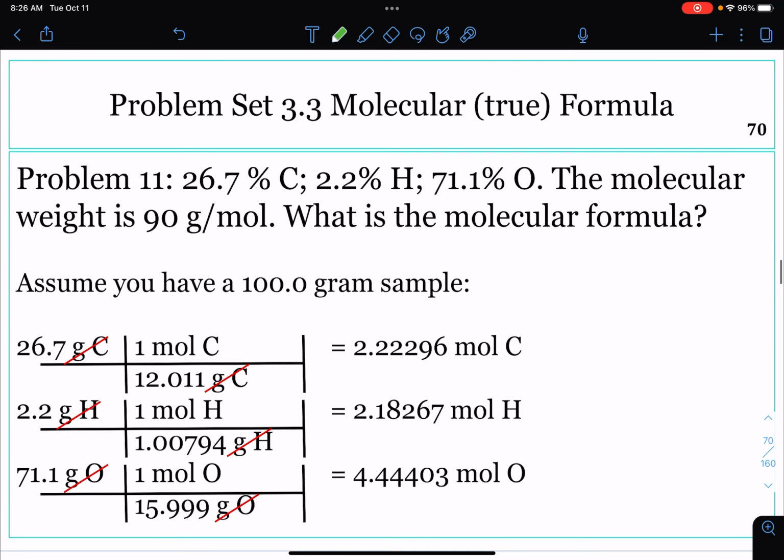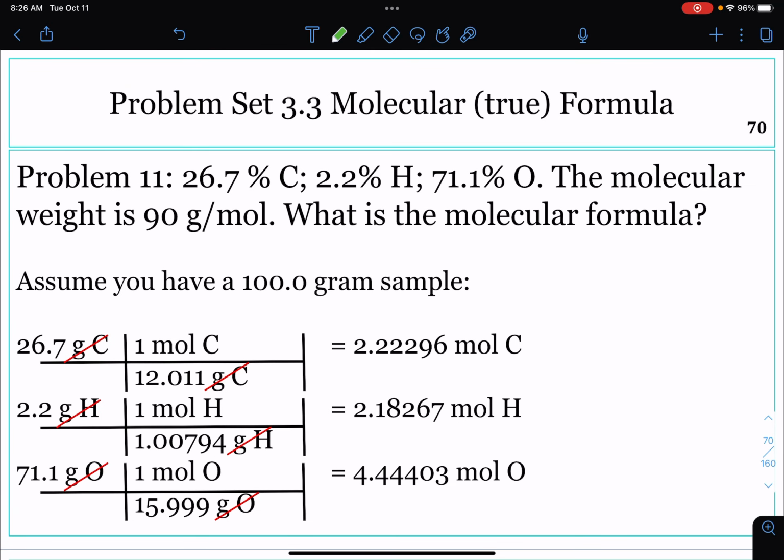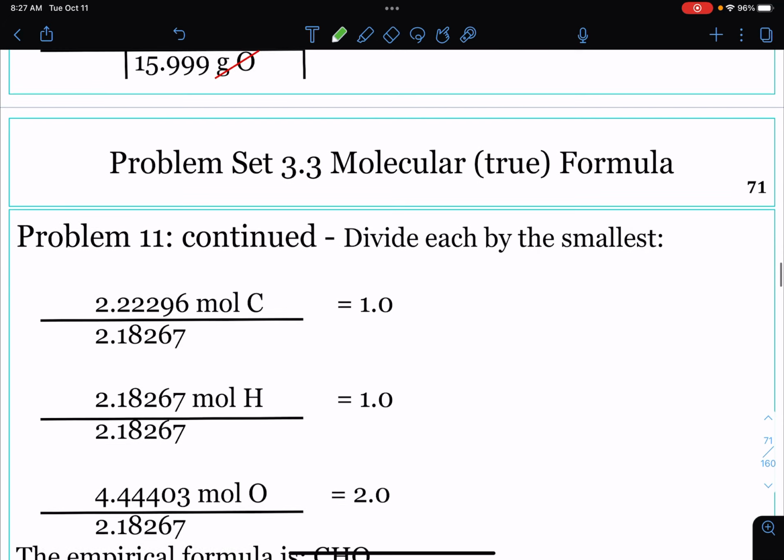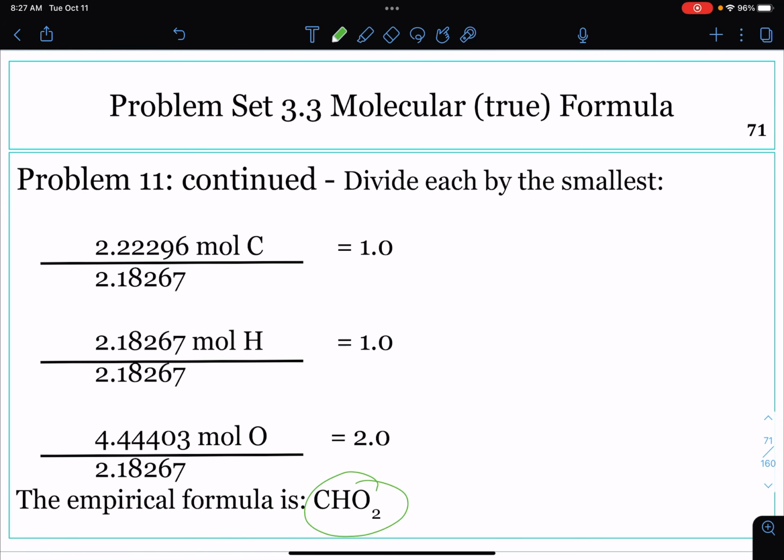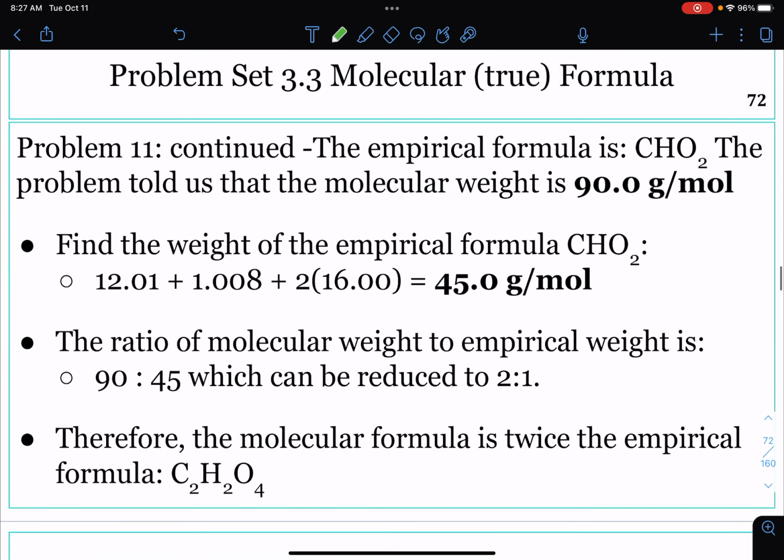We have now converted our masses to moles of each element. And now divide it by the smallest of these three to find the subscripts for the empirical formula. We always have to find the empirical formula first before we can find the molecular formula using the molecular formula's molar mass. The empirical formula is CHO2. Now we need to find the mass of this empirical formula so we can compare it to the mass that was given for the molecular or true formula. If you add up 1 carbon plus 1 hydrogen plus 2 oxygens, we get 45 grams per mole.